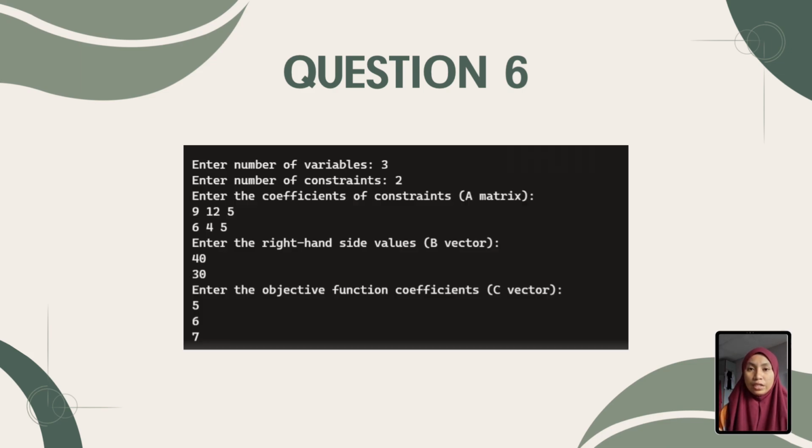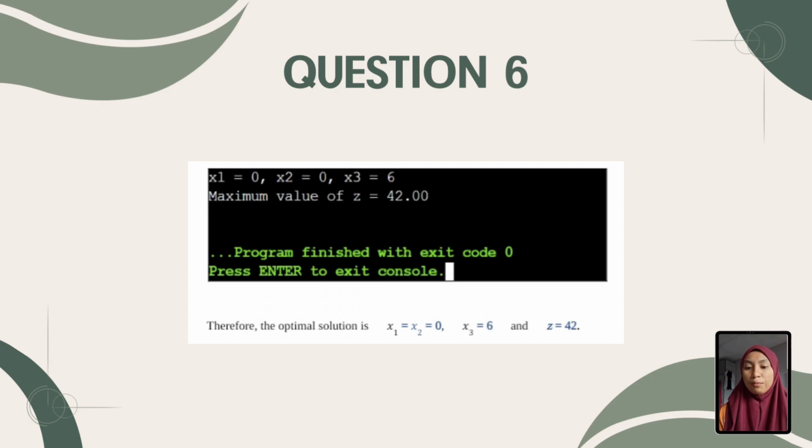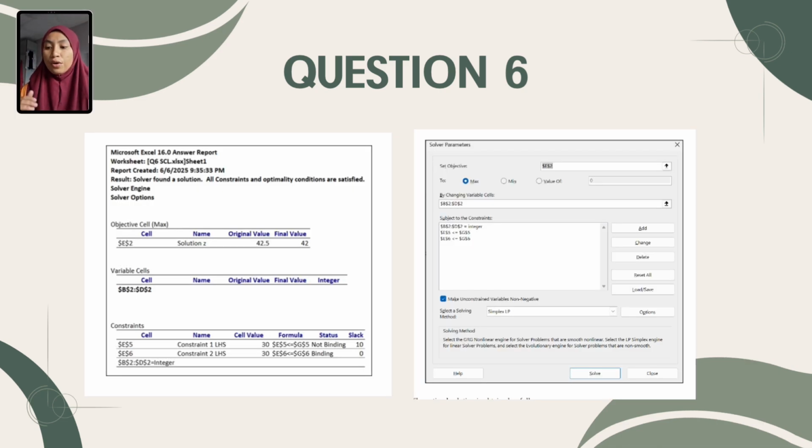When you run the coding, you need to put in the values based on what it asks. Then the output will be displayed like this. Therefore, the optimal solution is x1 equal to 0, x2 equal to 0, x3 equal to 6, and z equal to 42.